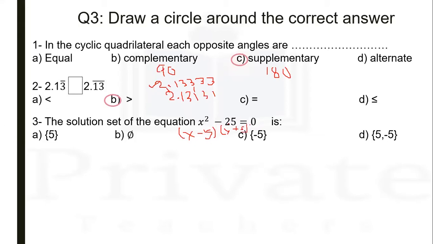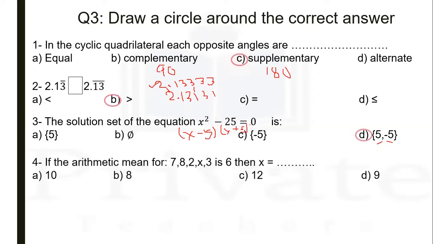We say either x minus 5 is equal to 0, therefore x is equal to 5, or x plus 5 is equal to 0, therefore x is equal to negative 5. So it is obvious that the solution set is 5 and negative 5. Look carefully: if this sign is minus, we can find an answer. If this sign is plus, the answer will be the empty set.